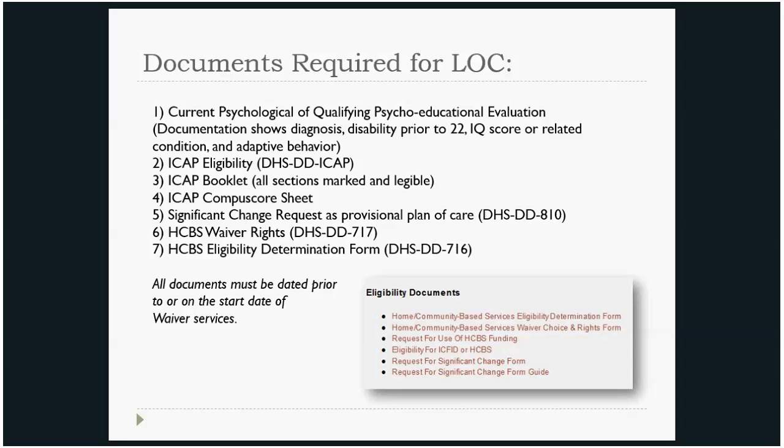Here we go. We have the current psychological or qualifying psychoeducational evaluation. It needs to show a diagnosis, disability prior to age 22, IQ score, other related condition, and adaptive behavior. After this webinar wraps up, we will have Dr. Jay Trenhale, whom I'm sure most of you have seen in person as he presented information about eligibility at the CFCM trainings that took place in Pierre in May and June. But we're having his presentation be recorded as well for a training tool, and that will take place at 2 o'clock today, 2 o'clock Central.